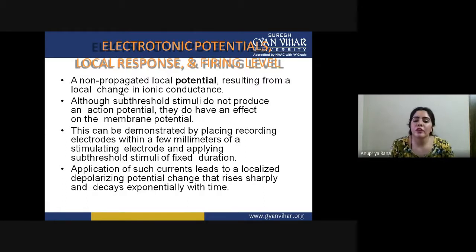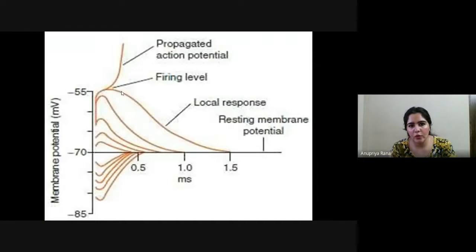Application of such current leads to a localized depolarizing potential change that rises sharply and decays exponentially with time. So basically, the neuron receives one stimulus, but it cannot pass that information on to another.